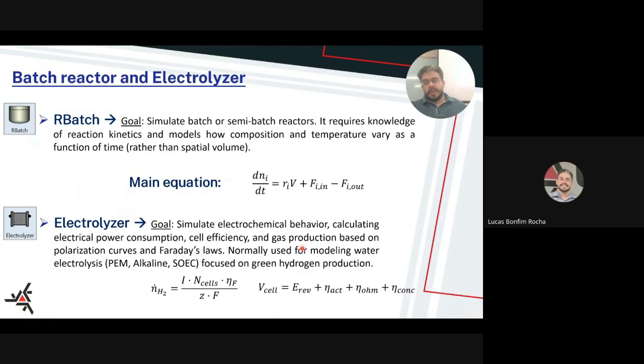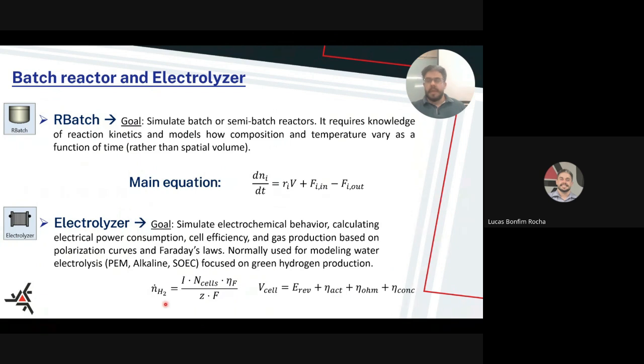Normally it's used for modeling water electrolysis, as I said, and here we have the main kinds of electrolyzers: the PEM, using membranes, the alkaline electrolyzer, and also the SOEC electrolyzer, which uses solid-state models for hydrogen production, focused on green hydrogen production. When you are talking about electrolysis of water, it depends on the energy we are providing to promote the electrolysis in the reactor. We can classify the class of hydrogen being produced.